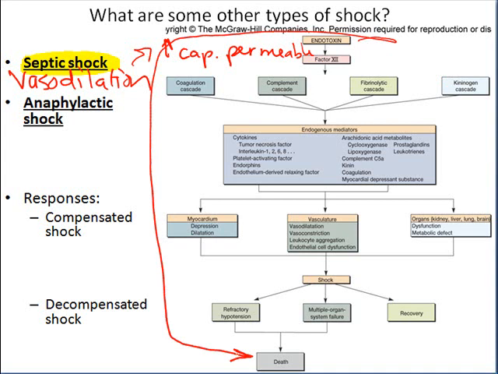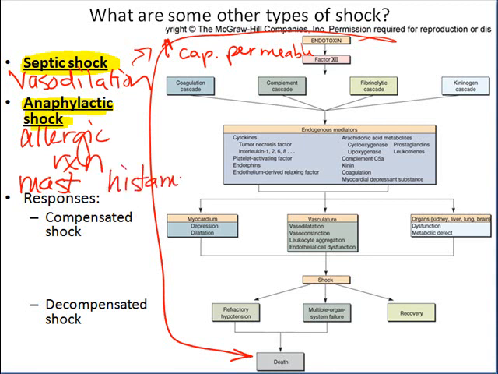Another related type of shock is anaphylactic shock. Anaphylactic shock is usually due to some sort of a severe allergic reaction, wherein the mast cells, which are very similar to basophils, and eosinophils degranulate and release massive quantities of histamine. Histamine does two really important things. Histamine increases the rate of vasodilation. The other really important thing that histamine does is that it increases the permeability of the capillaries.